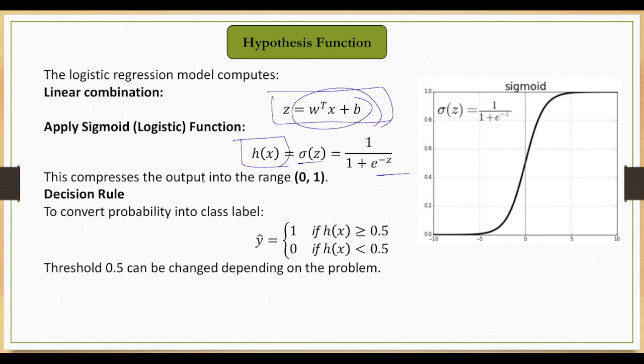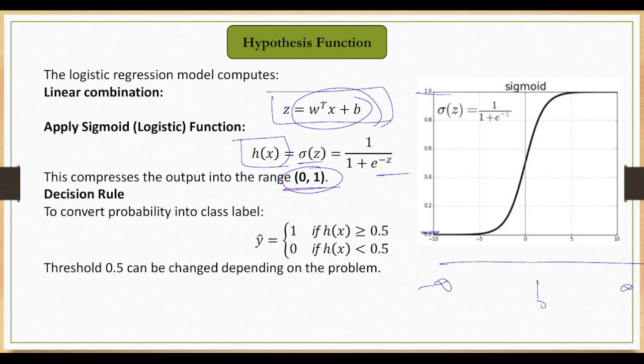And this compresses the output into the range of 0 and 1. As we have discussed, the value of this function will always be between 0 and 1. If you provide any input value, from minus infinity to plus infinity, you will always get a result between 0 and 1. So this compresses the output into the range of 0 and 1.